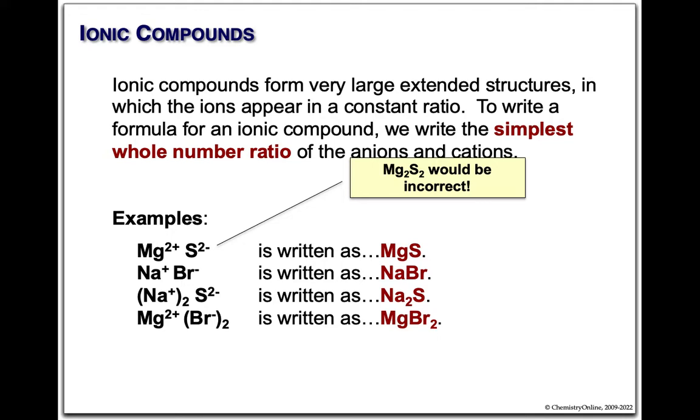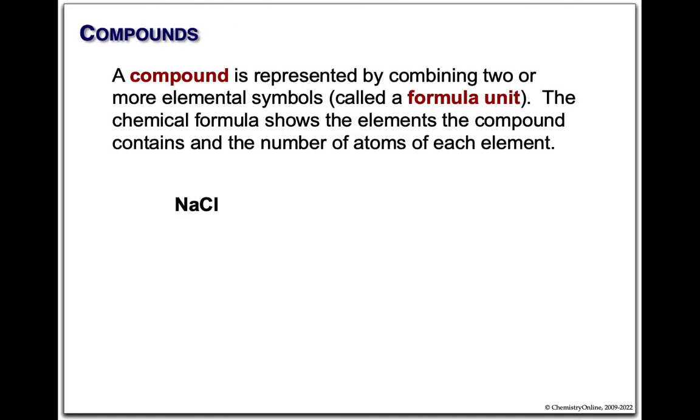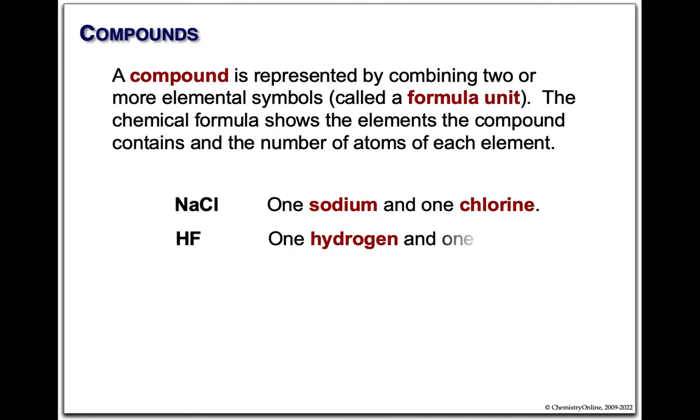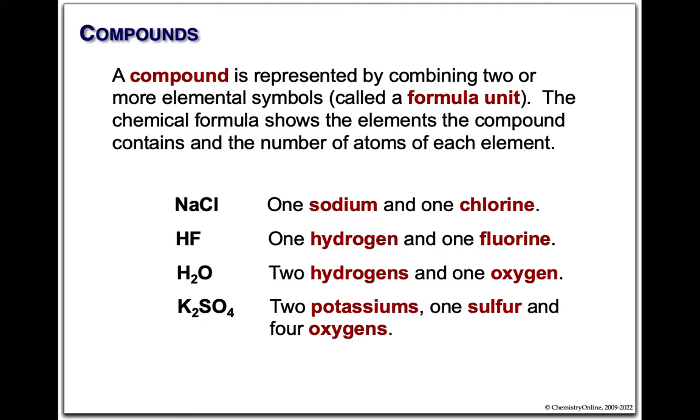Going backwards, if we look at formulas, we write NaCl. That tells us we have 1 sodium, 1 chlorine, 1 hydrogen, 1 fluorine, 2 hydrogens for every oxygen. That's 1. This is 2 potassiums, 1 sulfur, and 4 oxygens. Any questions?